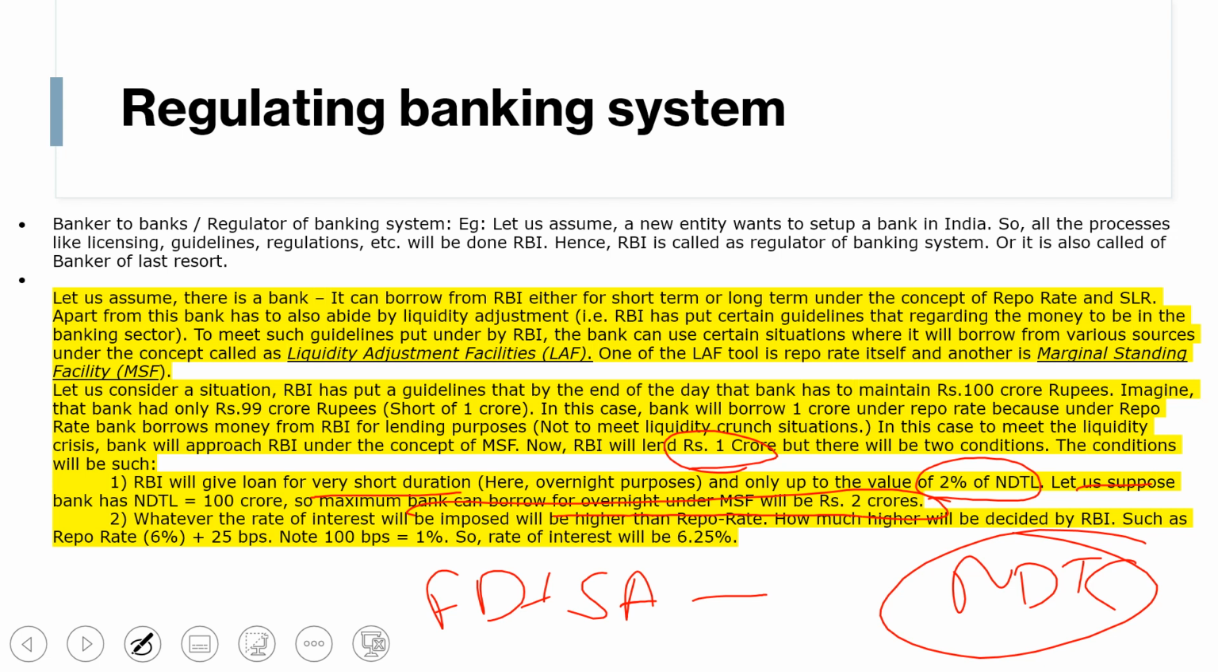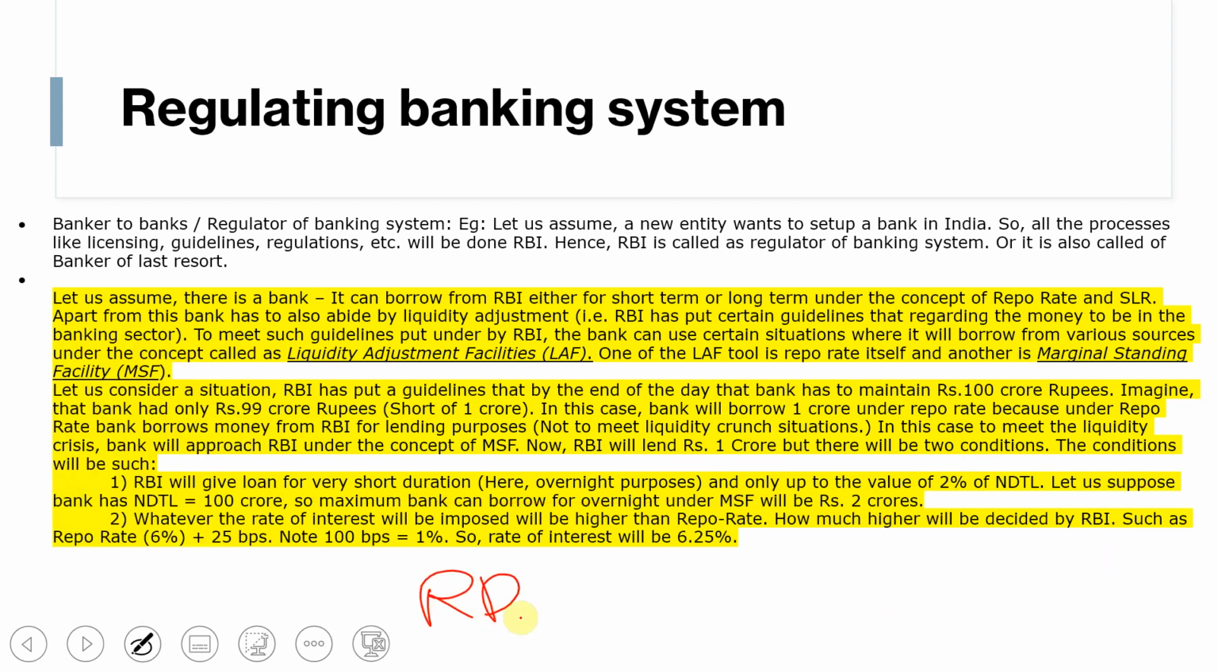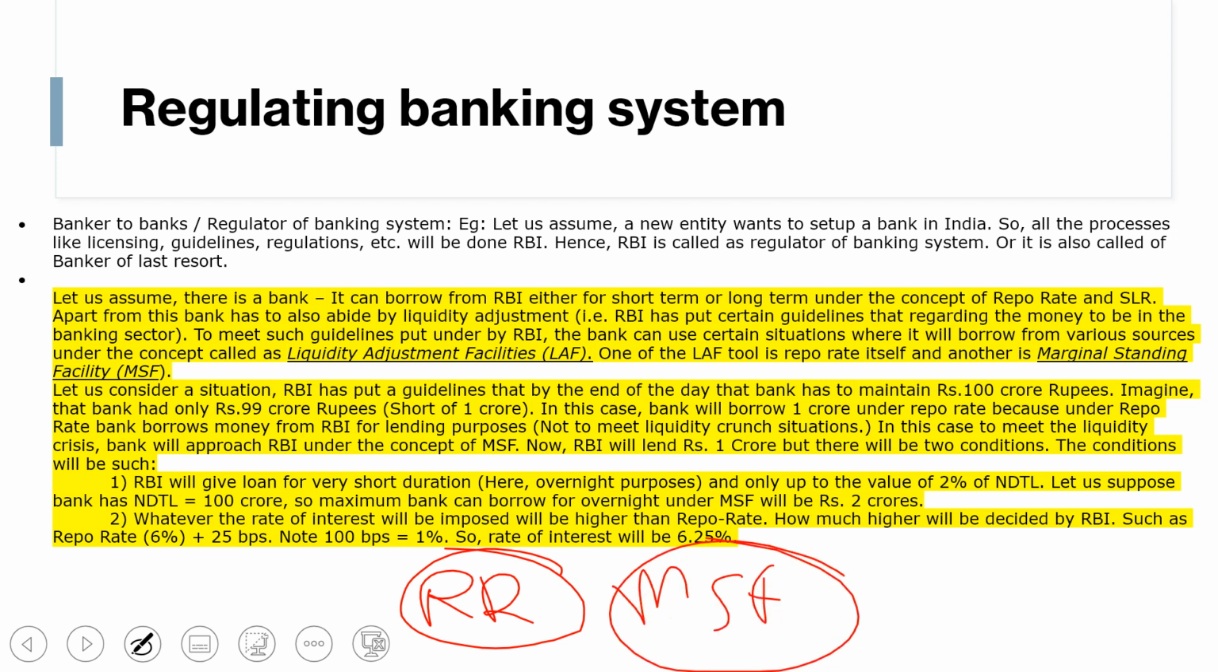Now the second condition: the rate of interest imposed will be higher than the repo rate. Under the repo rate, the RBI gives money so that the bank, if short of money, can take it at lower interest, lend it in the market, earn interest, and then return it with the repo rate we have decided. But if you have a shortfall of money for liquidity adjustment, you have to take money under the concept of MSF, where you can take money up to 2% of your NDTL.